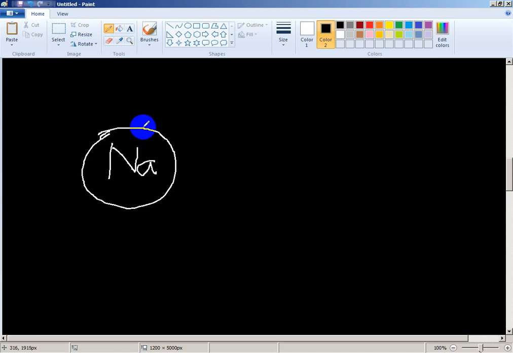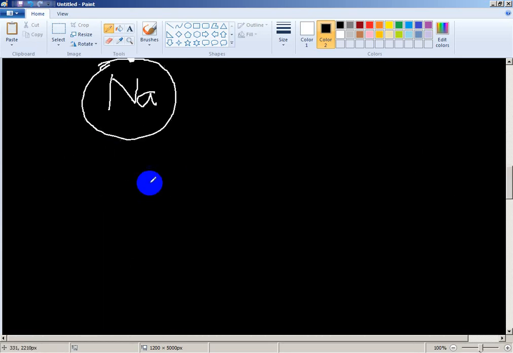It is foolish if you draw all the shells. You will draw only the outer shell; it is enough. Okay, this is the sodium dot and cross. Here we have seen two sodium atoms, so I am drawing another sodium atom.